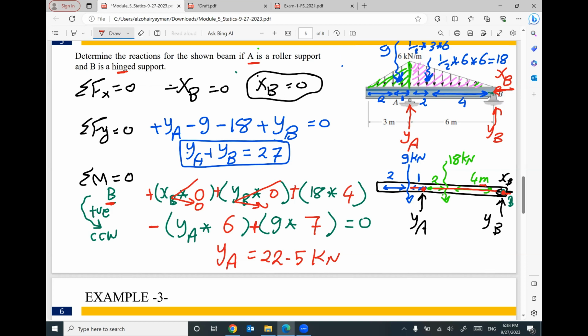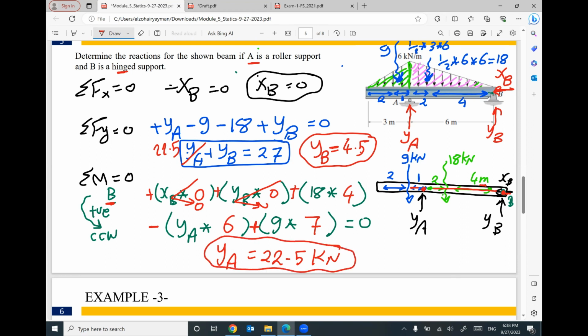Let me check it again. Yes, 22.5. If you go back here and put YA as 22.5, I can find the value of YB. It will be 4.5. Is it correct? Yes. So by the end of the problem, I found the 3 reactions of your supports: XB, YB, YA.